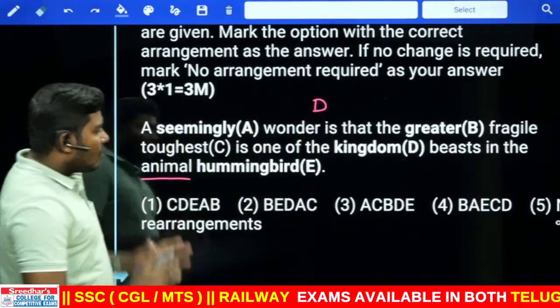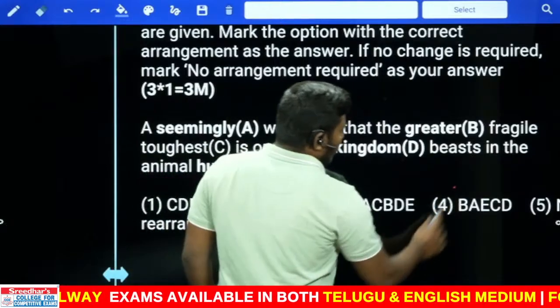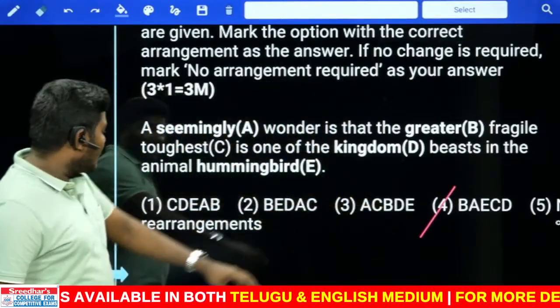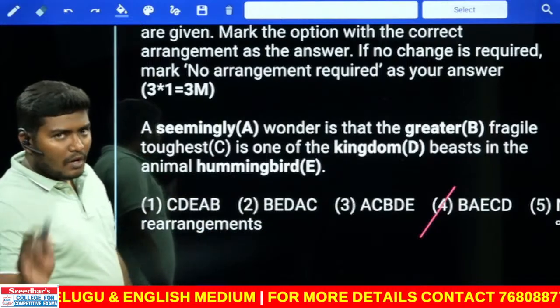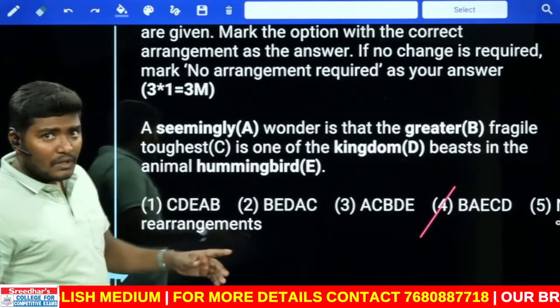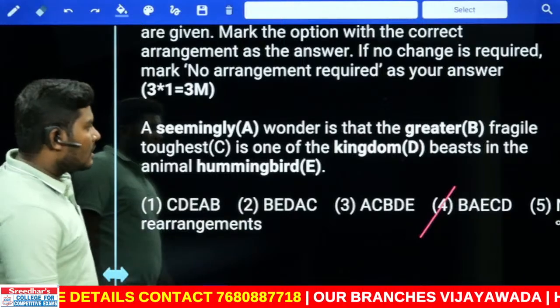Now, how many of the options are ending with D? Only one option is there. What is that option? Fourth one. Let us check for the answer because no rearrangement or none of the rearrangement combination is given. So always check the answer when you are rearranging with the fifth option having none of the above or all of the above kind of combinations in any type of question.